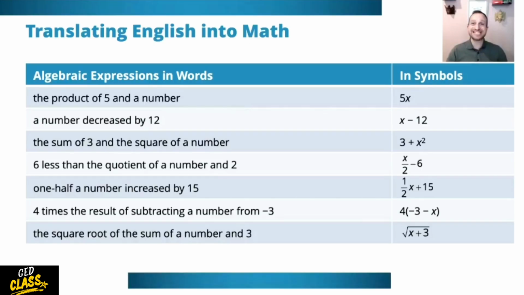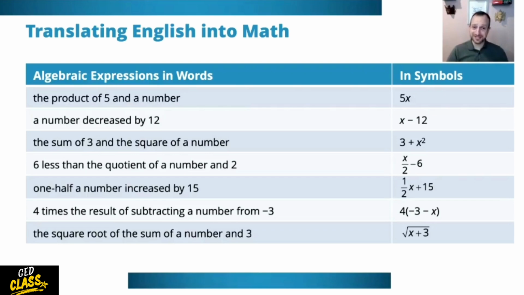And that actually applies to the next row. 6 less than the quotient of a number and 2. Now I've got two options. I could do my 6 less, or I could do my quotient. Which one comes first? Well, parentheses, exponents, multiplication, division. Division comes before addition or subtraction. That's why we write this as x divided by 2. Quotient comes first. Minus 6. That's later in the order of operations. So we'll add that on to the quotient we've already done. Or in this case, subtract that.